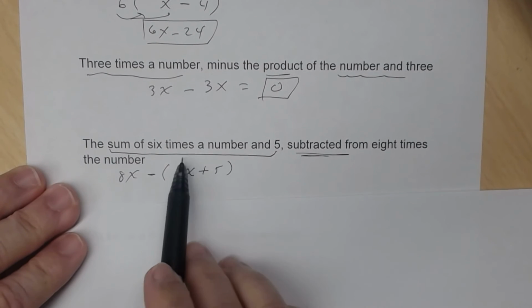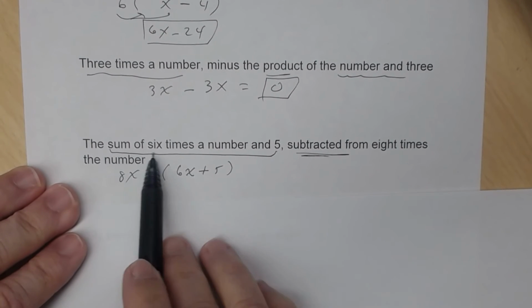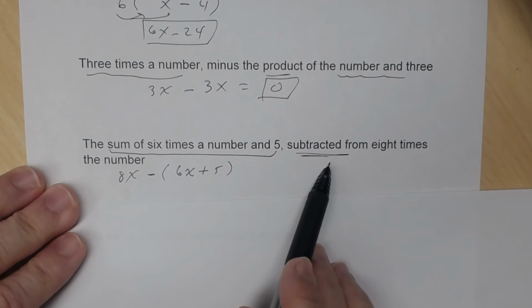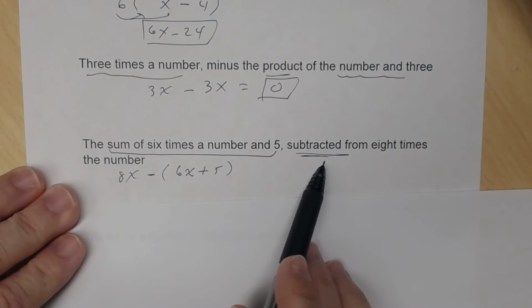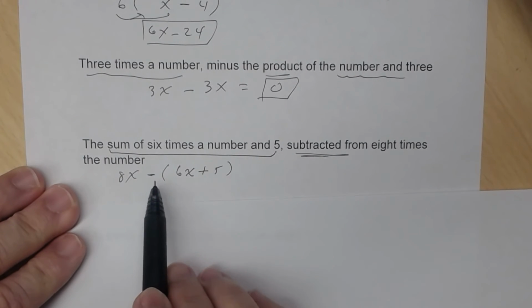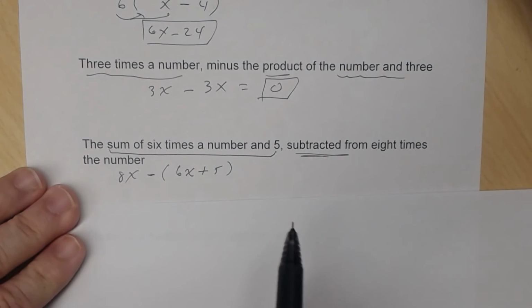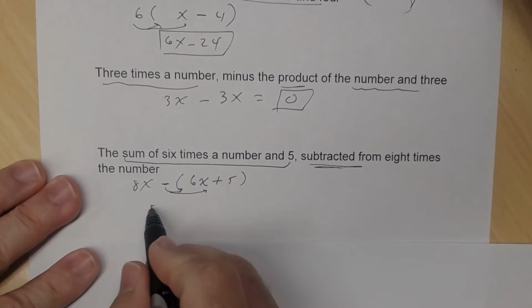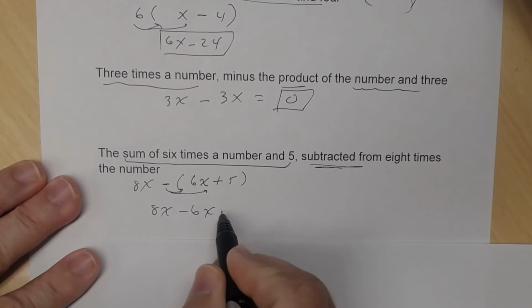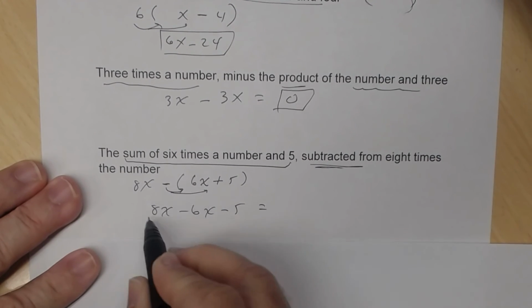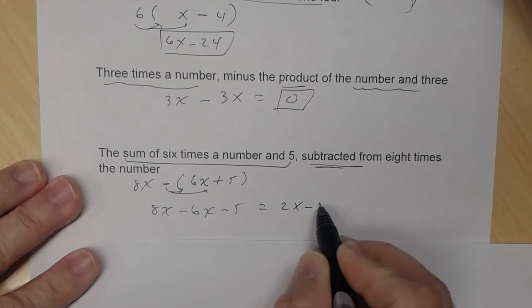So the sum of 6 times a number and 5, remember parentheses, put that in parentheses, is being subtracted from. Subtracted from is one of our special subtractions. You do the opposite of what you see. So this goes first. So 8 times a number, subtract 6x plus 5. And I'll get rid of the parentheses, distribute the negative 1 through here. I get 8x minus 6x, and then negative 1 times 5 is a negative 5. Combine like terms, 8x minus 6x is 2x minus 5.